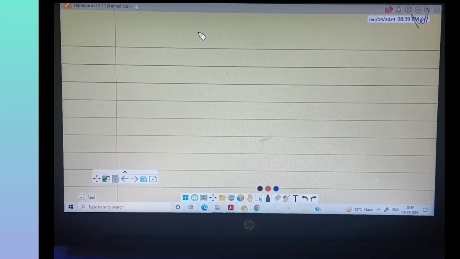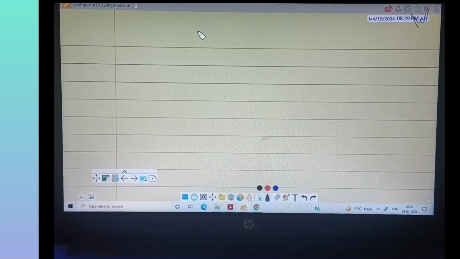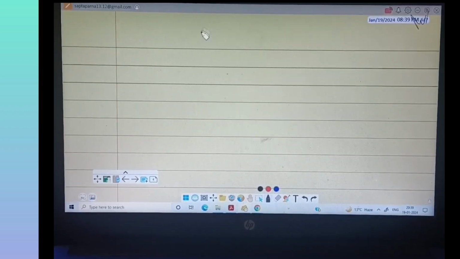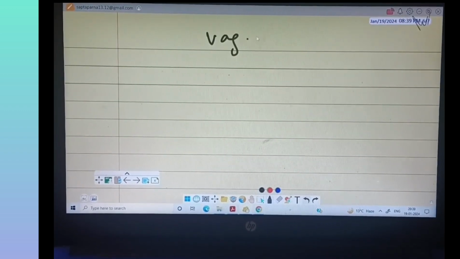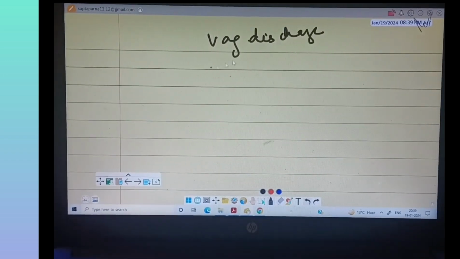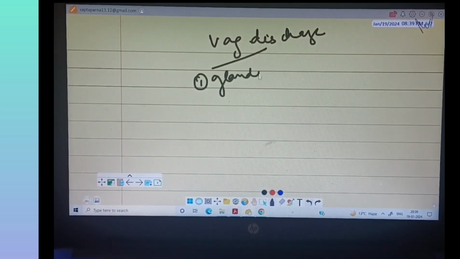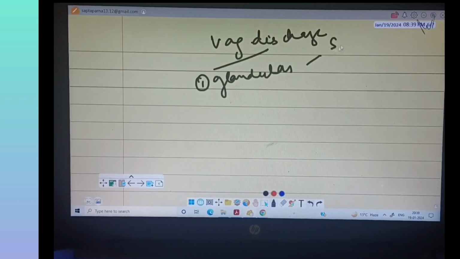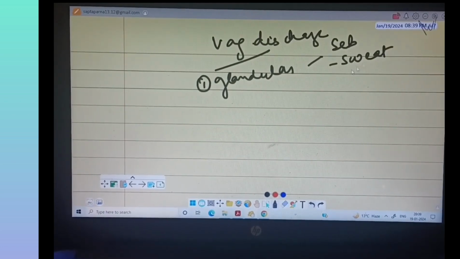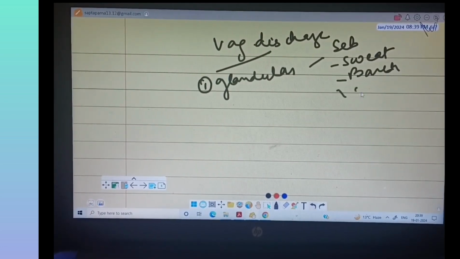Hello everyone. So today we'll discuss the various types of vaginitis, causes, diagnosis, investigation, and how you treat it. First we'll study normal vaginal discharge. Normal vaginal discharge is made up of glandular secretions. Glandular secretions of which gland? Sebaceous gland, sweat gland, Bartholin gland, skin gland.